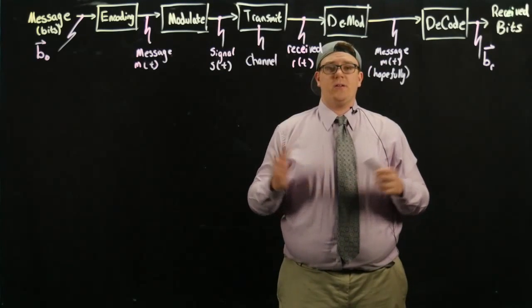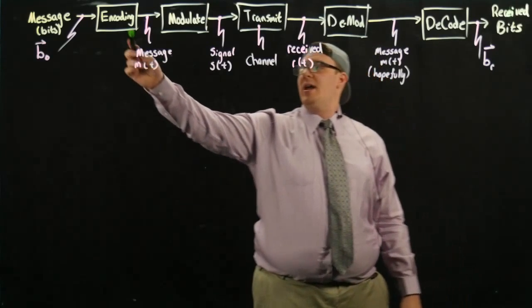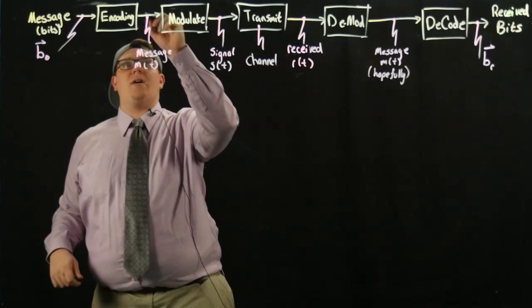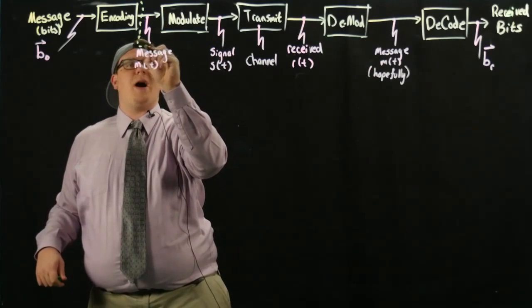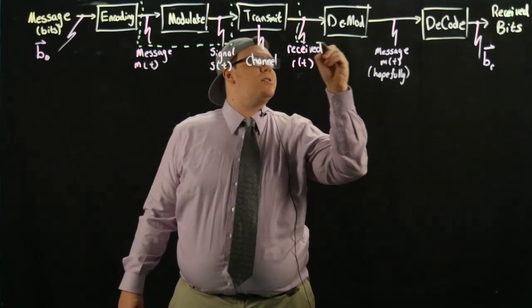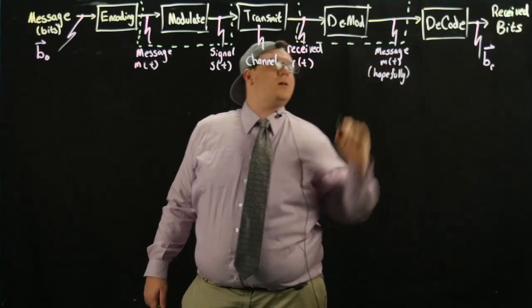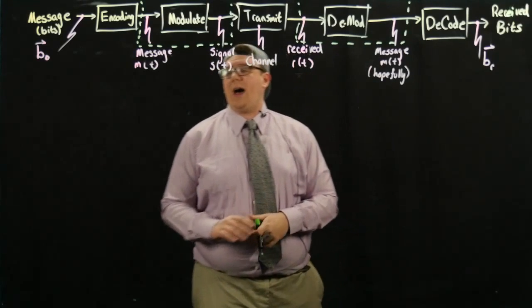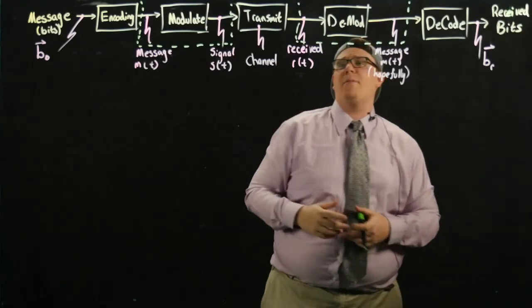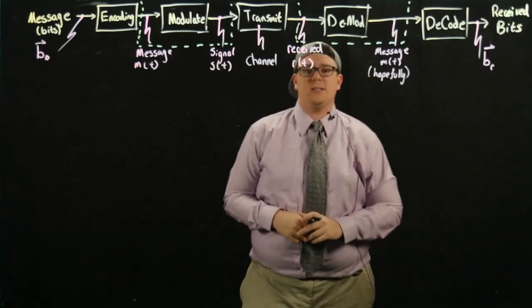So we want to explain to you the different parts of the system. Last week we did encoding and decoding. And so now this week we're going to talk about everything in this box here, which is modulation and demodulation. So we're going to talk about how given M of t, we can get S of t, or given R of t, how we can get M of t. We're going to talk about what happens inside these two boxes.